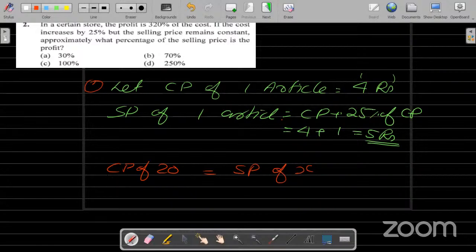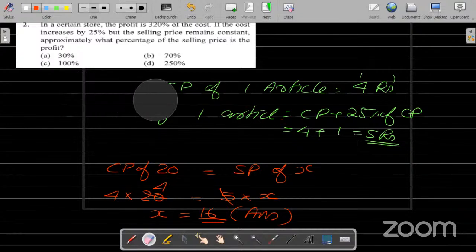Okay. The cost price of 1 is 4 rupees, so the cost price of 20 will be 4 into 20, equals the selling price. The selling price of one article is 5 rupees and the selling price of X articles will be 5 into X, that is 5X. 5 and 20 cancel, I'll get 4 here. So X equals 4 fours are 16. That is the answer to the first question.